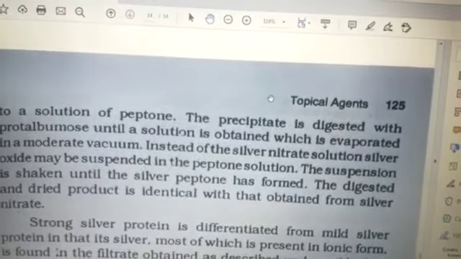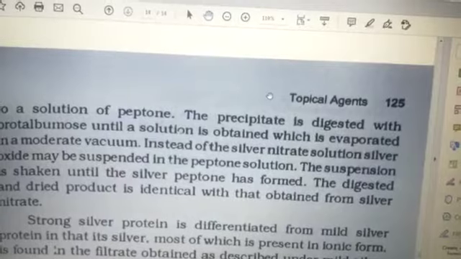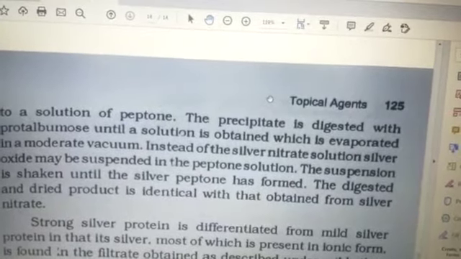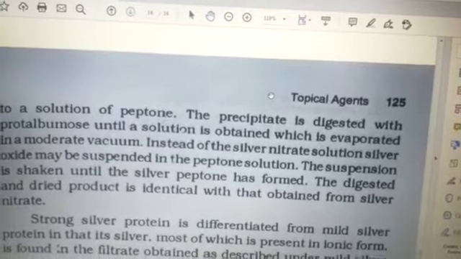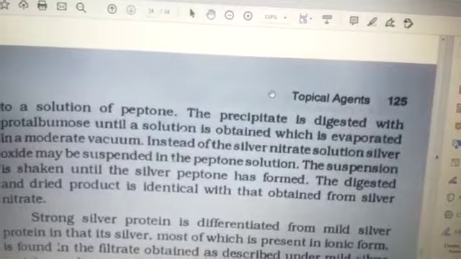Instead of silver nitrate solution, silver oxide may be suspended in the peptone solution. The suspension is shaken until the silver peptone has formed. The digested and dried product is identical with that obtained from silver nitrate.